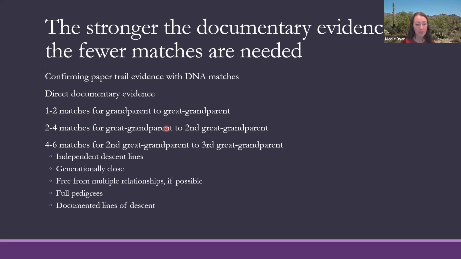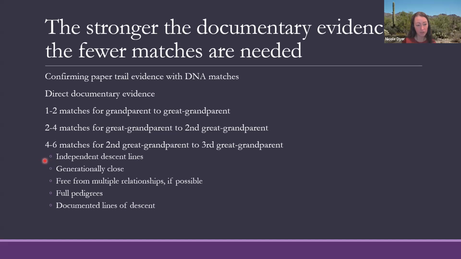And then for the next generation back, going from a grandparent to a great grandparent, when I went from my grandpa Elder to his father, I used 2, maybe 3 matches. And then going back to the next generation, it was about 2 to 4 matches. And then the next generation, about 4 to 6 matches. And the principles I was following with this case were to use independent descent lines from different children if possible. And this isn't always possible because families are unique.